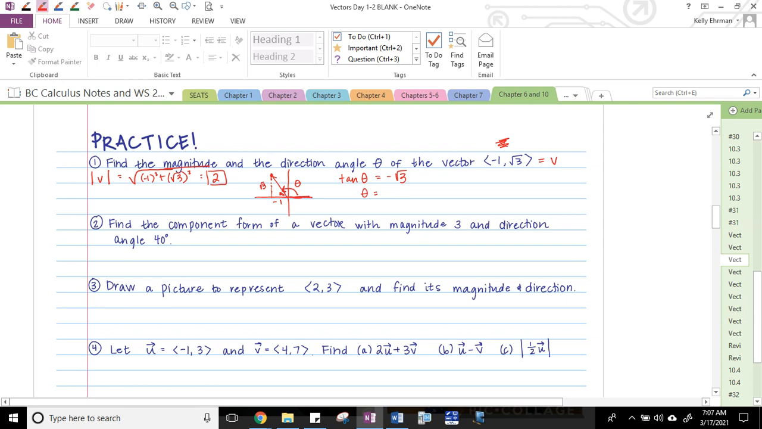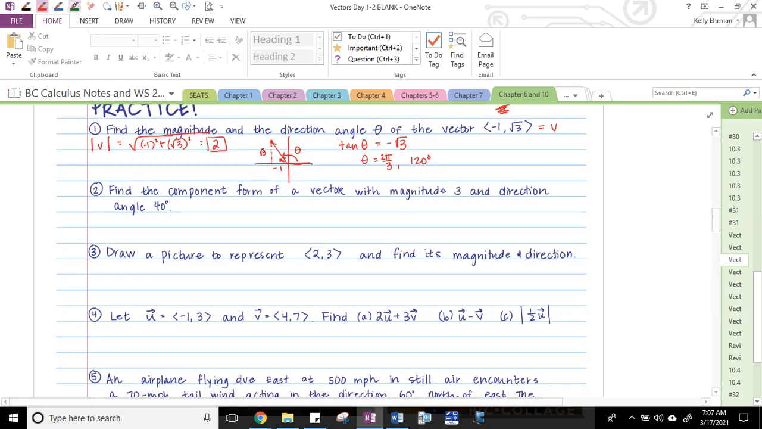So if we're talking about radians, this is the 60-degree angle, right? So it's 2 pi over 3. Or if we're talking in degrees, which we usually are with vectors, that's 120 degrees. Same thing.